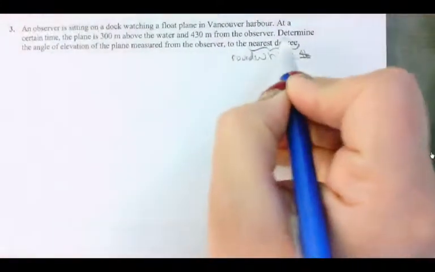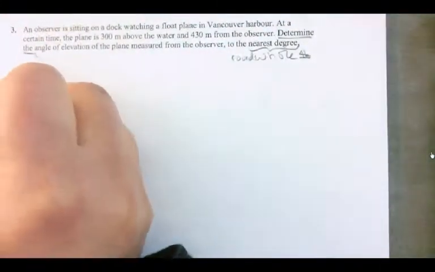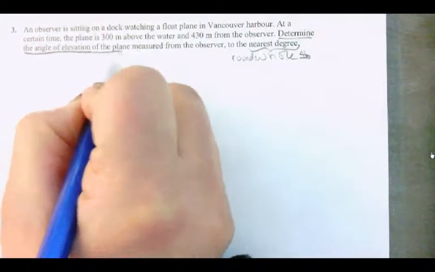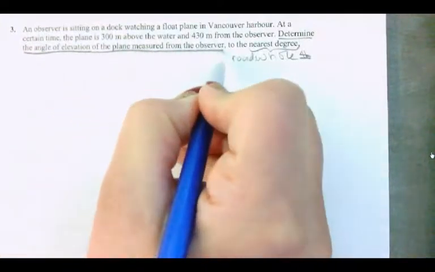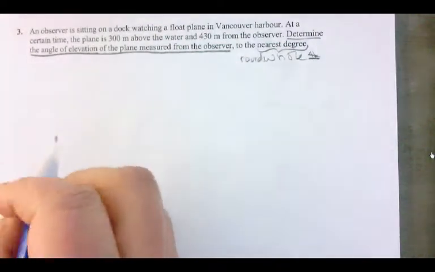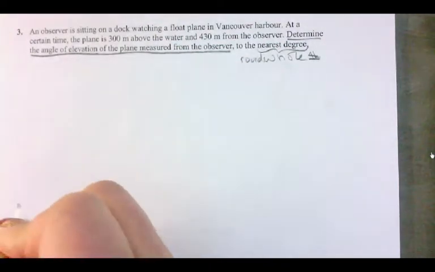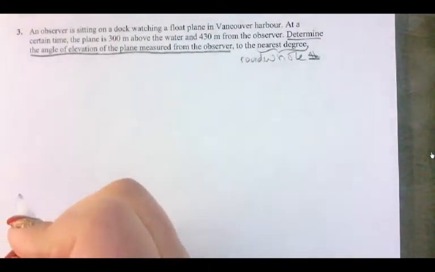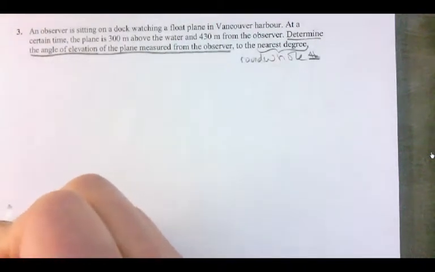Now, it says determine the angle of elevation of the plane measured from the observer. So I'm looking for an angle. So I know that I'm going to have to use my second function, and I'm going to be given two sides of my triangle in order to do that.